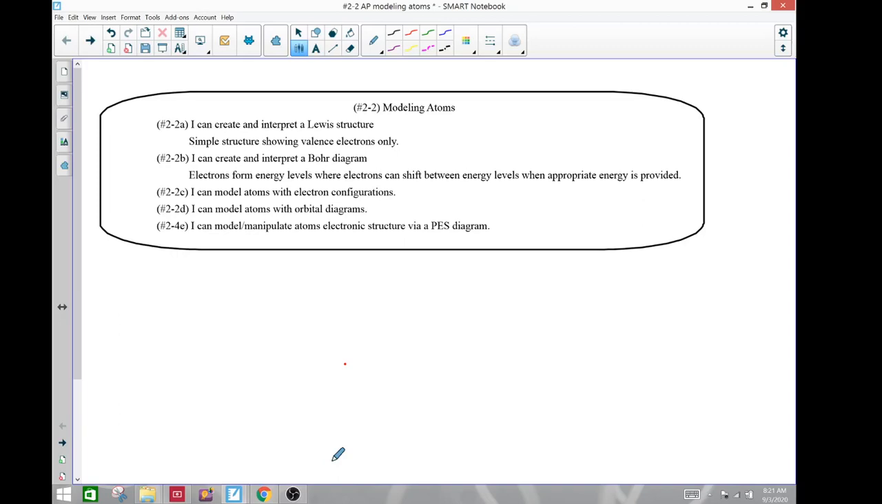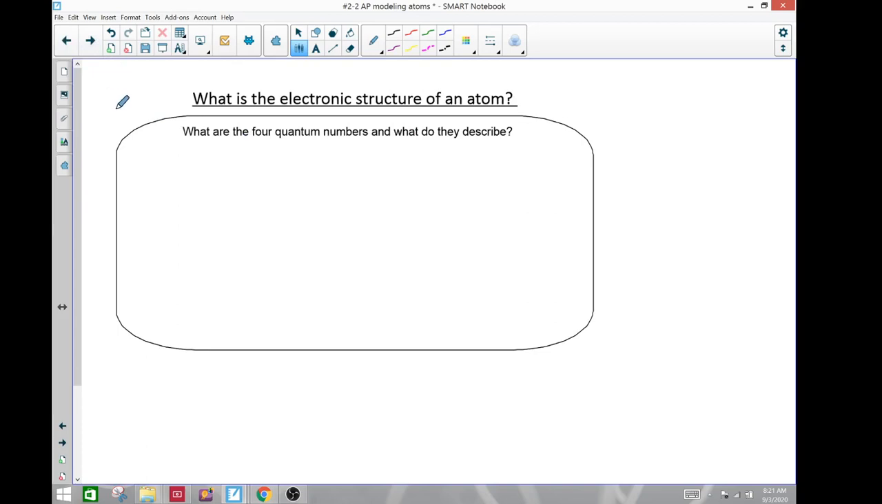We're going to run a little smart note video on modeling atoms. This video is going to look at the first two standards, Lewis electron dots and Bohr diagrams. Of course, we'll be dabbling into some of the other stuff. All right, so what is electronic structure of an atom?